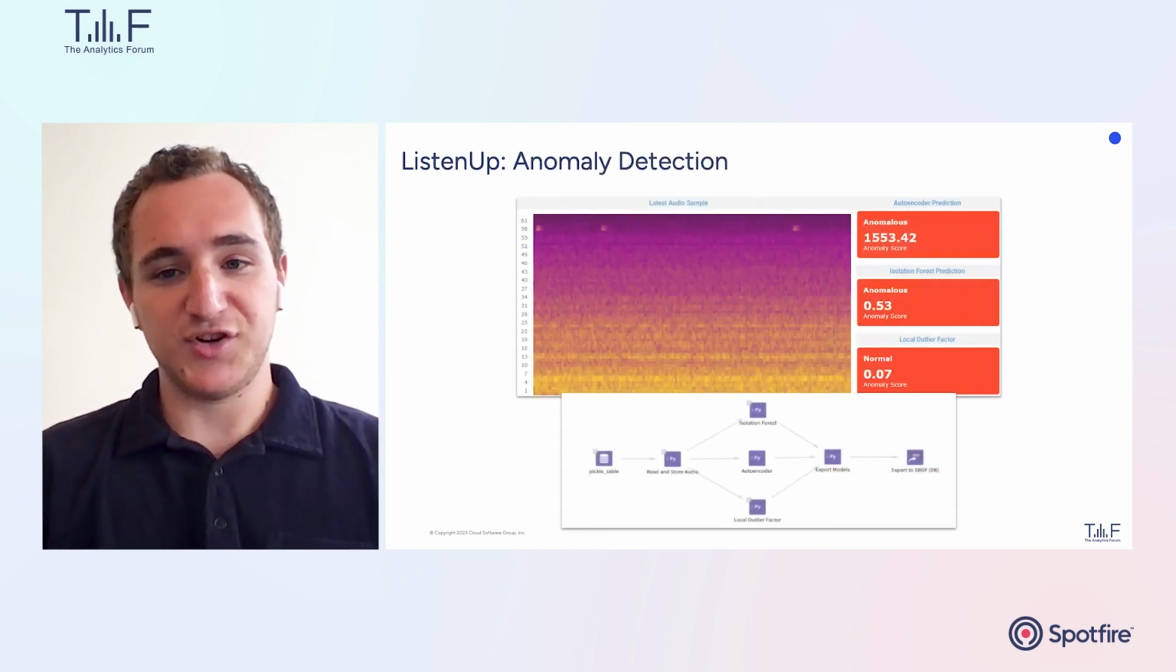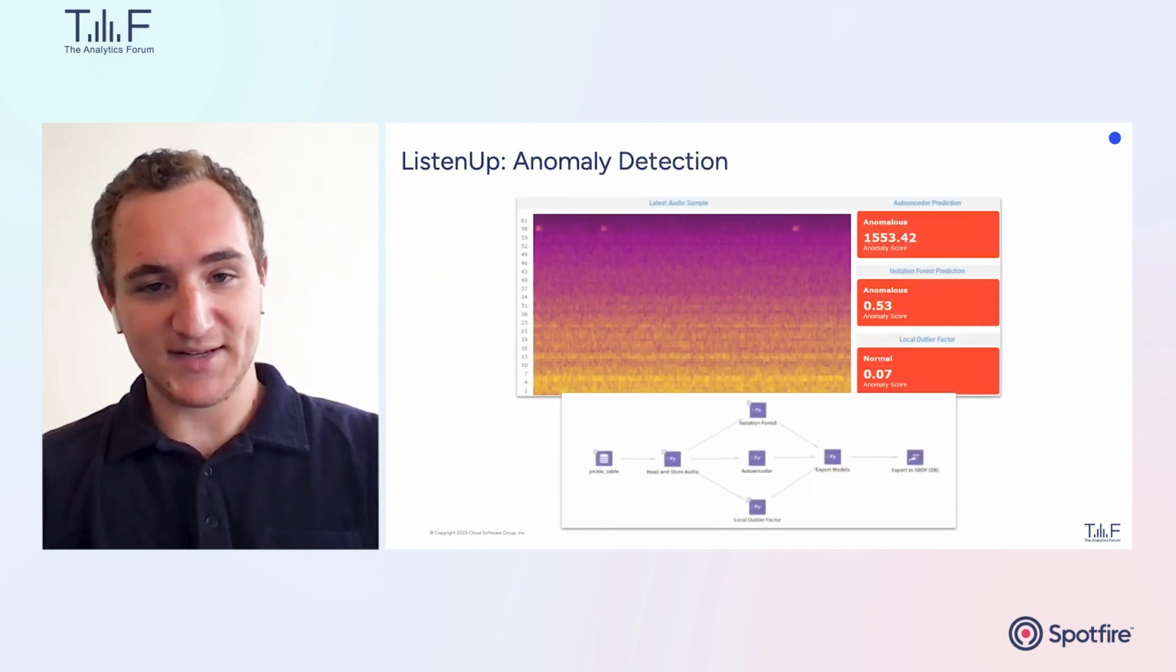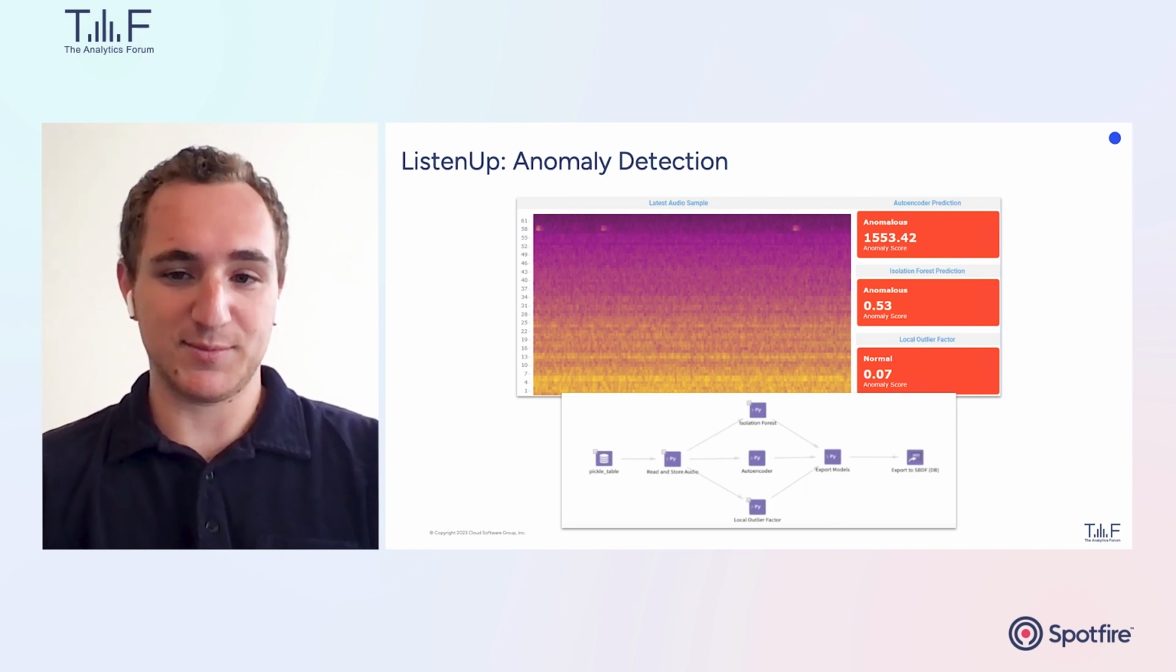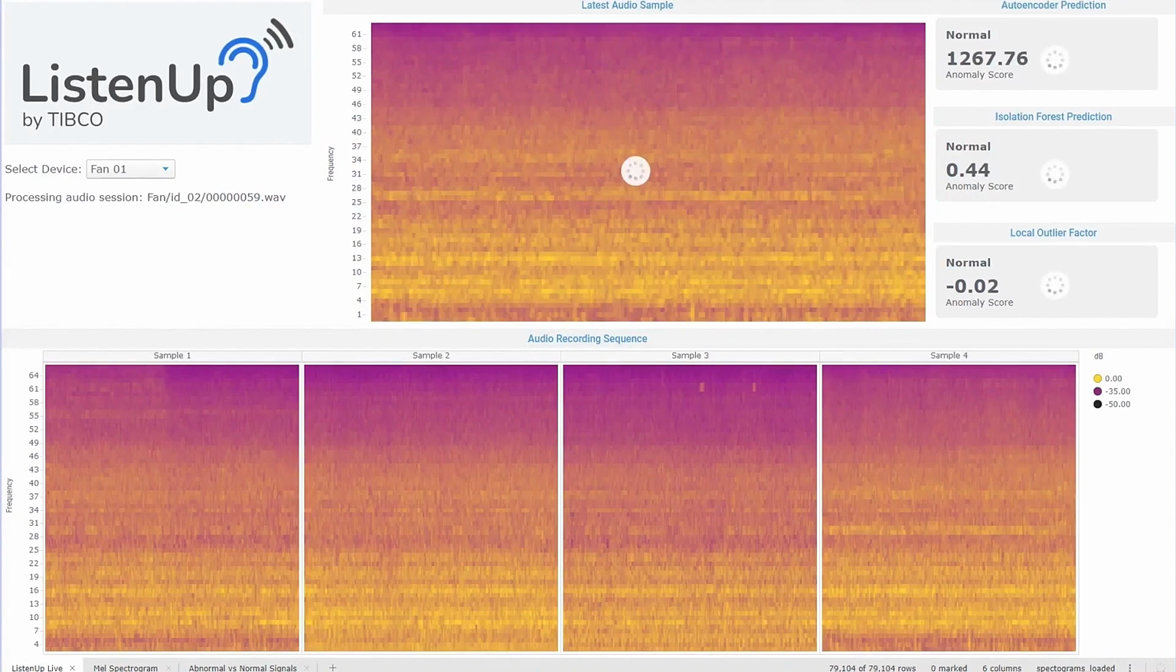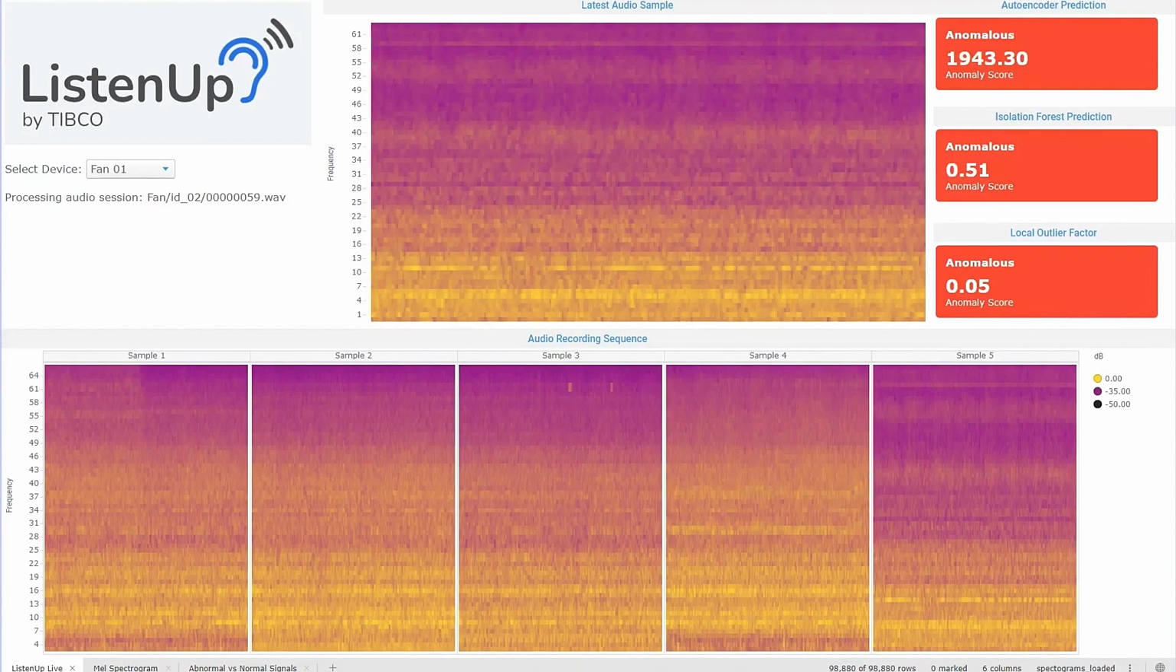For this solution, we use a combination of TIBCO data science and Spotfire. Here what we see is a local outlier factor, an autoencoder, and isolation forest. These will be working as an ensemble that will give us anomaly scores for these snippets of audio data. And it's from within Spotfire where we're going to be able to see certain scores: this was an anomaly and this wasn't.